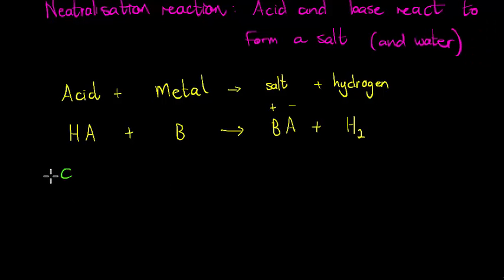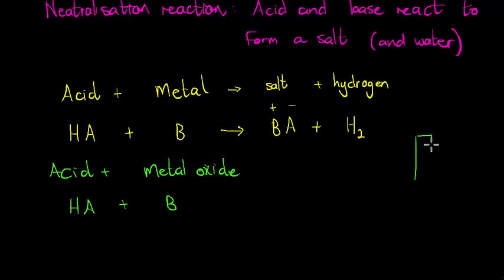The next one is if we had an acid plus a metal oxide. The acid is my proton donor, plus the metal oxide, and again I'm just using B as the metal. If I'm talking about a metal oxide, I'm talking about the first two columns in my periodic table. We'll look at some examples in a minute.